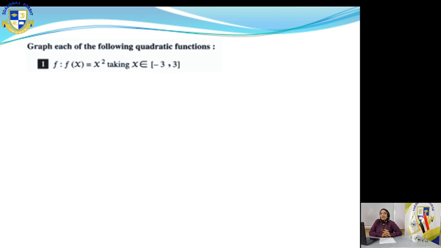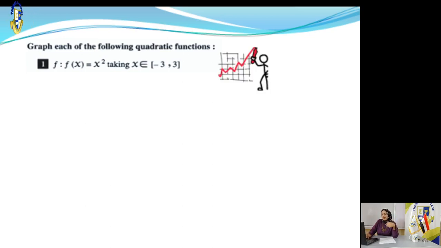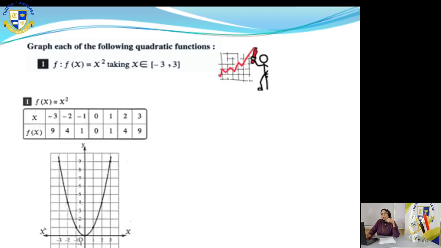But here we have an interval which is -3 to 3. That means I will start from -3 to 3. I will substitute -3, it will be 9. -2, it will be 4. -1 to the power 2, it will be 1. 0 to the power 2, it will be 0. 1 to the power 2, 1. 2, it will be 4. 3, it will be 9. Then we will represent each ordered pair on the graph to have the quadratic.